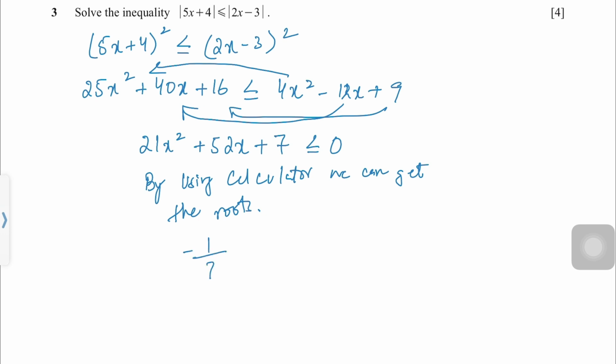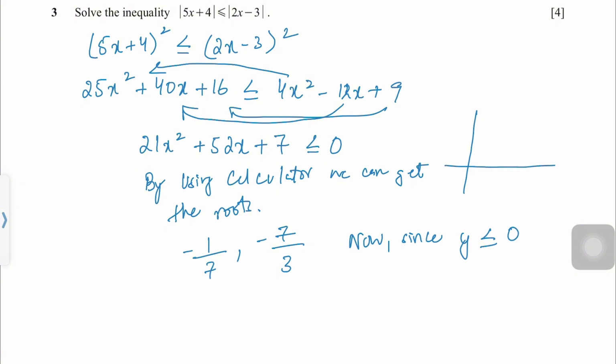We will get the roots as negative 1 over 7 and negative 7 over 3. Now, since the whole function is less than or equal to 0, remember that when the function is less than 0, we'll be using these below lines, which is y equals 0, and the examiner has asked for the less than 0 value.